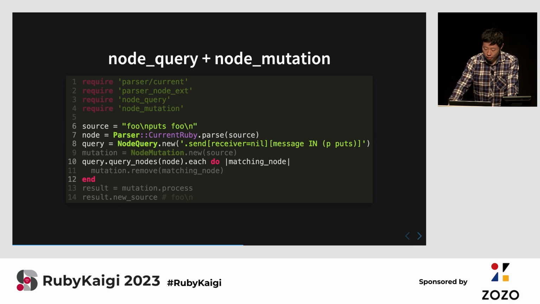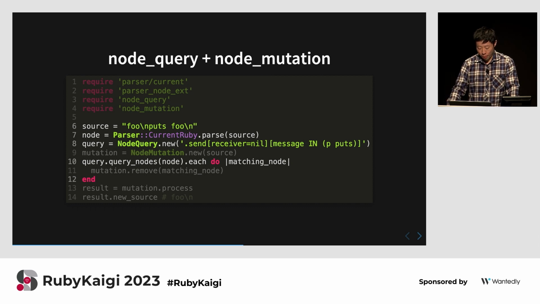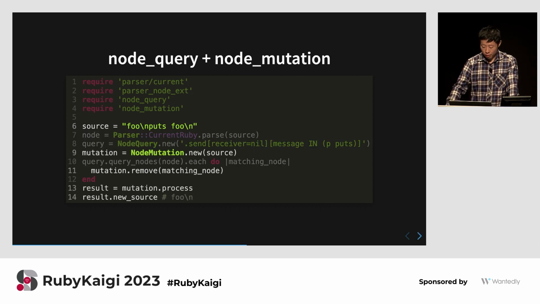Next, we utilize the parser to transform the source code to an AST node and initialize a NodeQuery with an NQL string. Then we call query_nodes to find the matching nodes. Then we initialize a NodeMutation object with the original source code, and we call the remove method to eliminate the matching node. So by calling the process method, we obtain the updated source code, which no longer contains the puts statements.